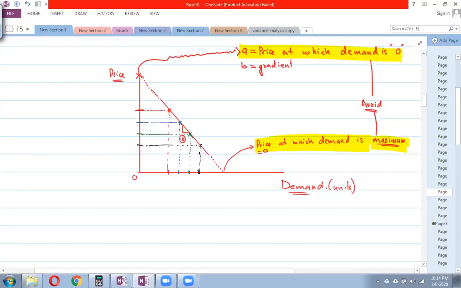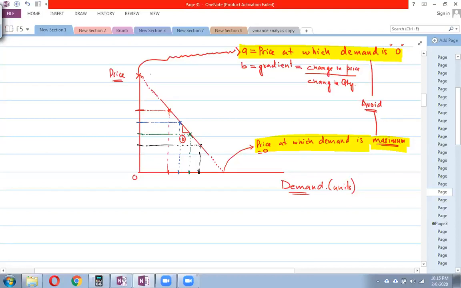So the demand is in units, right? And what is the B? B is the gradient, right? B is the gradient. And we can call B change in price divided by change in quantity. Please don't confuse this with the price elasticity of demand formula, right? This is the gradient, the change in the price by change in the quantity.